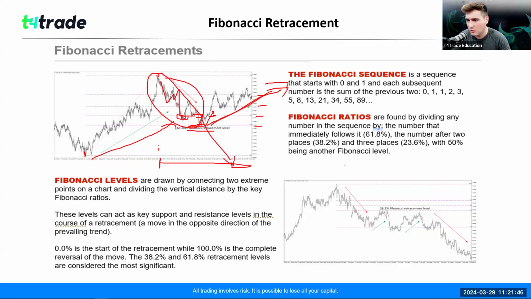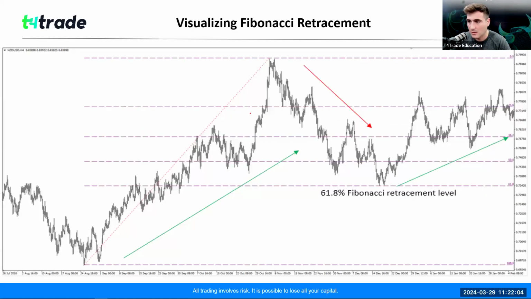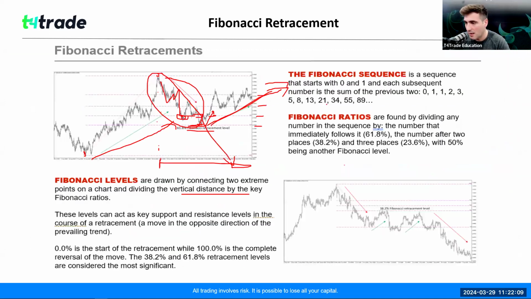Fibonacci retracement levels are drawn by connecting two extreme points on a chart and dividing the vertical distance by the key Fibonacci ratios. These are the key Fibonacci ratios. Apologize for you not being able to see this clearly. Hopefully I have a slide next. Do I have a slide? Yeah, much more clearly seen here. It's the same example. I'm going to look at it after we finish. So these levels act as key support and resistance levels in the course of a retracement.